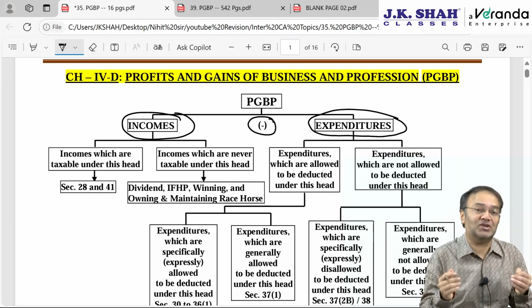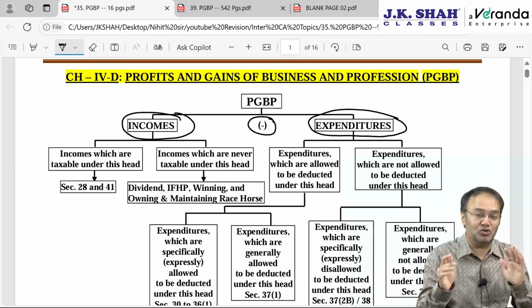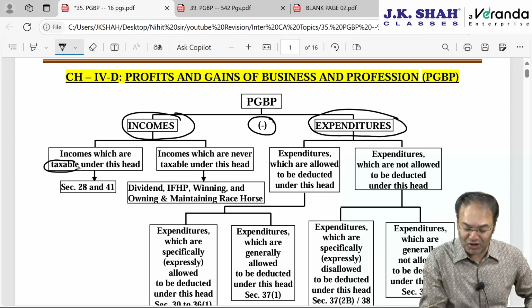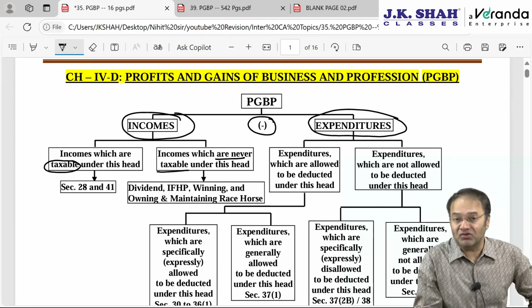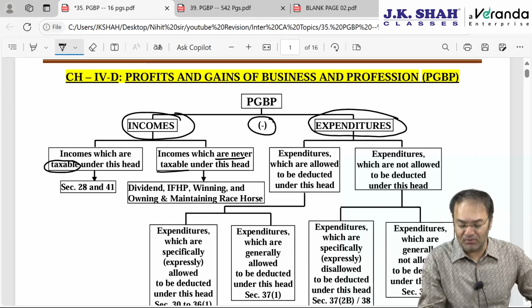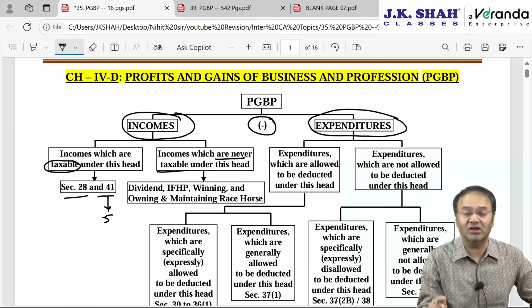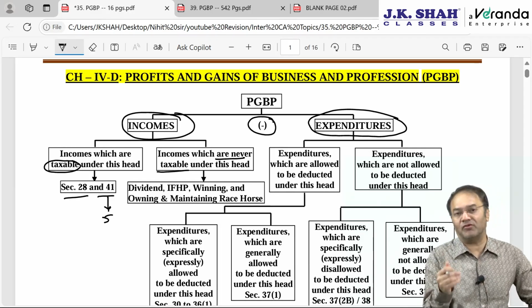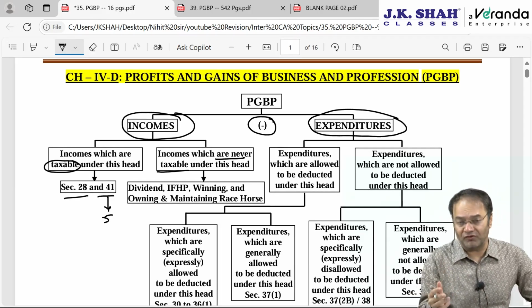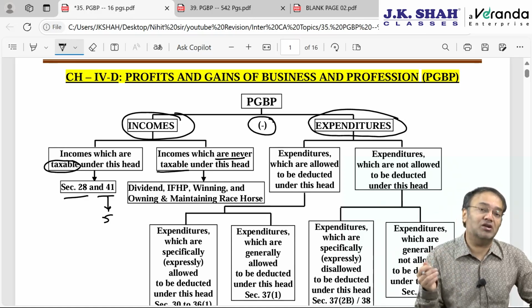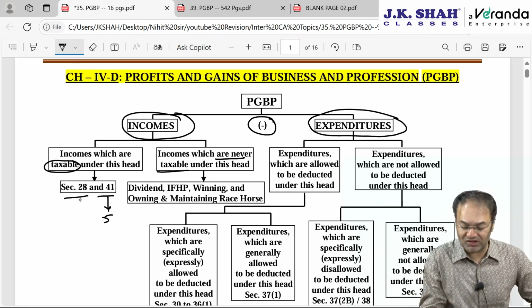So which all incomes are taxable under this head? Incomes are divided into two parts: which all incomes are taxable under this head, and which all incomes are never taxable under this head. Incomes which are taxable under this head are governed by section 28 and section 41. Section 41 is called deemed profit. There are 5 incomes which are taxable as deemed profit. Deemed profit, as in not actually profit of this head but deemed to be profits. And section 28 is a charging section.